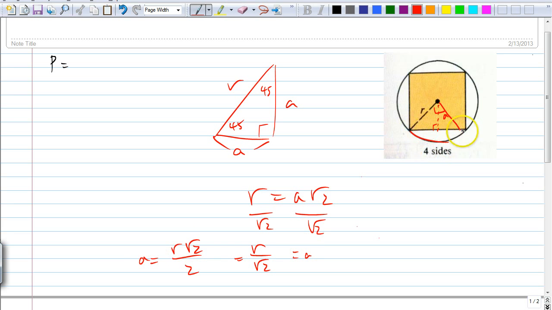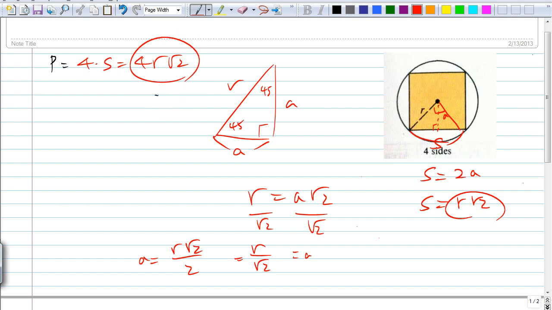Now, how do I get this? Let's call this side S. What's S equal to? Twice of A. So what's S then equal to? R rad 2. Isn't that right? Yeah. So how do you find the perimeter? Well, 4 times the side, which is 4R rad 2. How many people got 4R rad 2 as the perimeter?